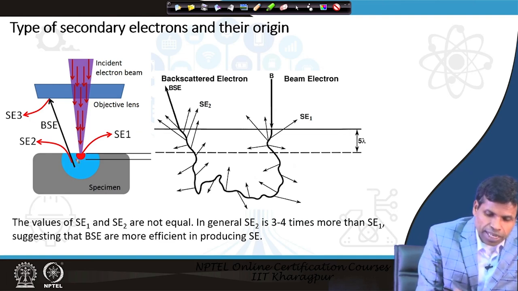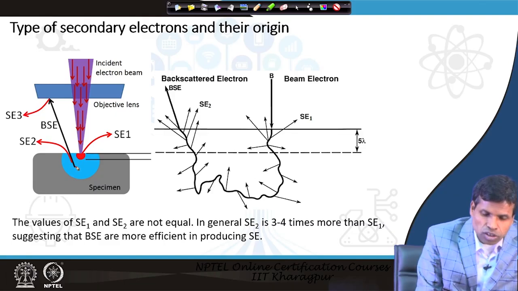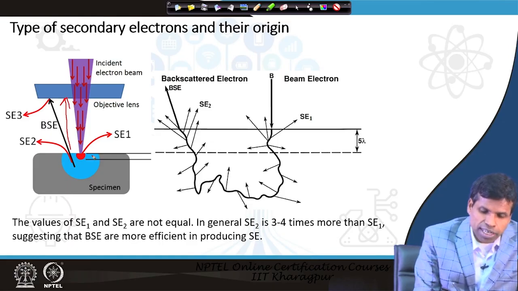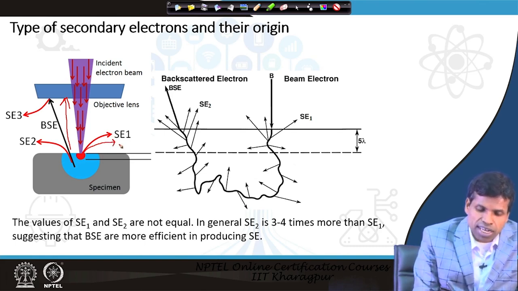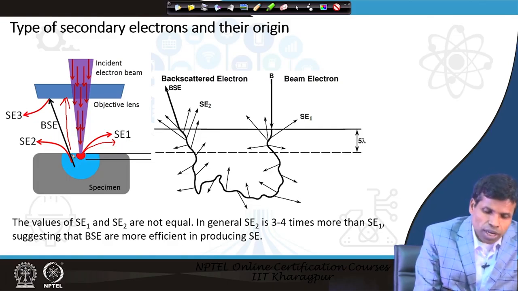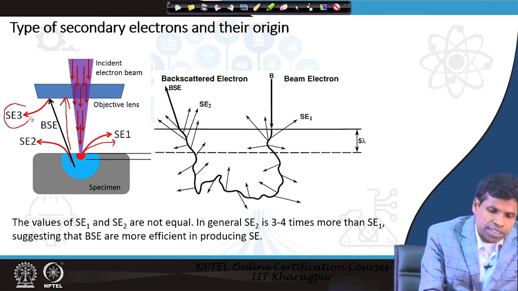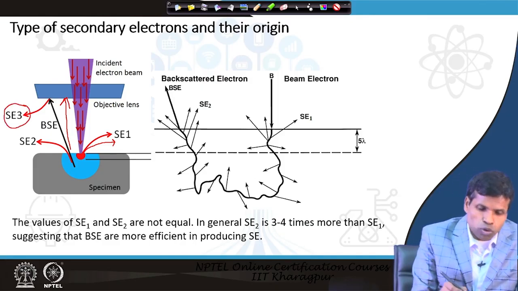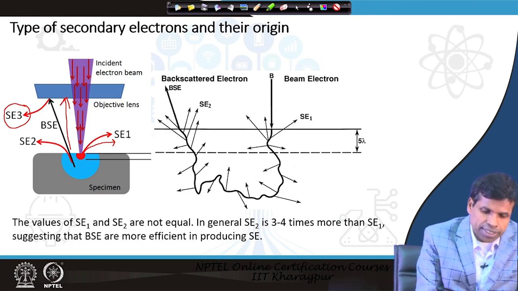Another important thing to note is that backscattered electrons come back towards the incident beam, in an upward direction, as you see here. On the other hand, secondary electrons come out at a smaller angle to the specimen, because they have lower energy, as compared to the backscattered electrons. So, when a backscattered electron comes towards the incident beam, it can strike the objective lens above, and the electrons generated from the objective lens are termed SE3. So, we now have three types of secondary electrons: SE1, SE2 and SE3.